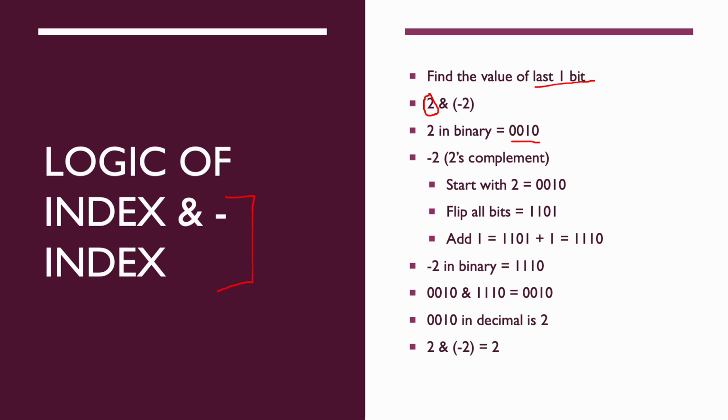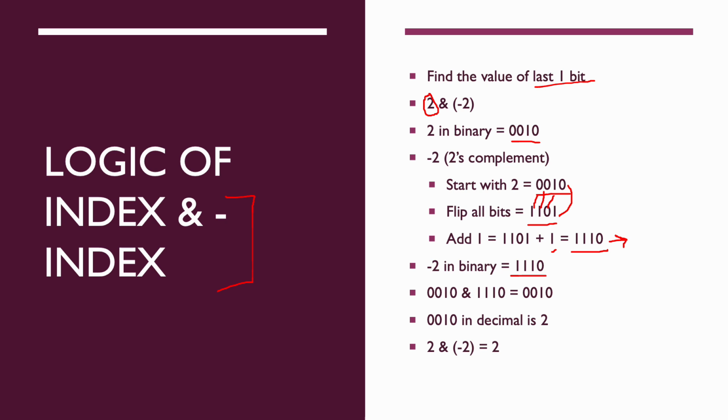Now 2's complement will be, let's start with 2. We have started with 2: 0, 0, 1, 0. Now we are going to flip all the bits. So 0 becomes 1, 1 becomes 0, and 0 becomes 1. Same here. Now what we are going to do is add 1 to the flipped bits. So this plus 1, now we get 1110. So this is our minus 2 representation.